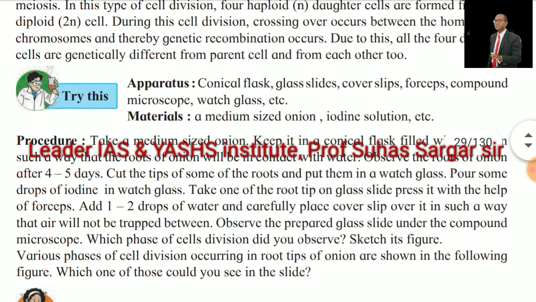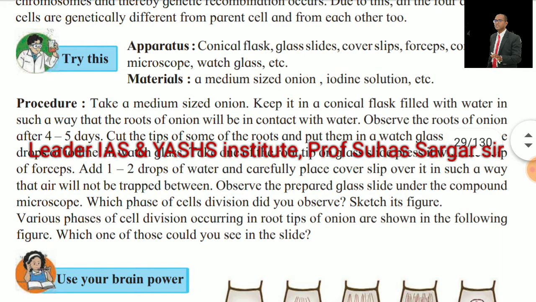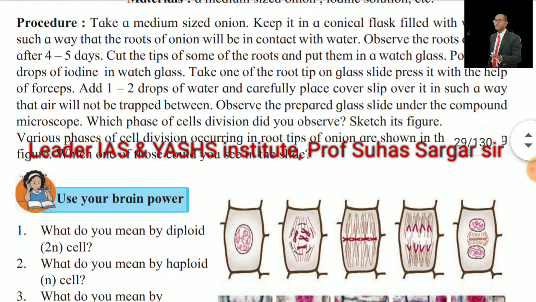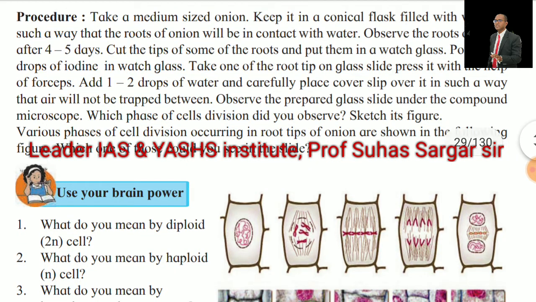Apparatus: conical flask, glass slide, cover slip, forceps, compound microscope, watch glass, etc. Materials required: a medium size onion and iodine solution, etc. Now, procedure. Take a medium sized onion, keep it in a conical flask filled with water in such a way that the roots of the onion will be in contact with water.